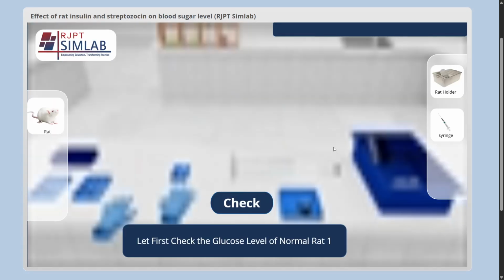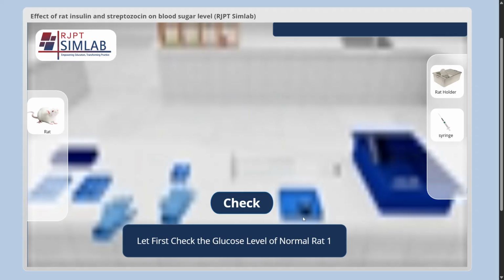Now, let us perform this experiment and study it. And for that, we are using our RJPT's simulatory laboratory. As we can see, this is the UI interface of our simulatory laboratory. On the left side of the toolbar, we can see our animal rat is placed. On the right side of the toolbar, we can see the instruments that we will use while performing the experiment. We have a rat holder and a syringe.